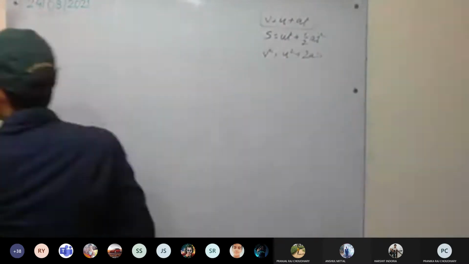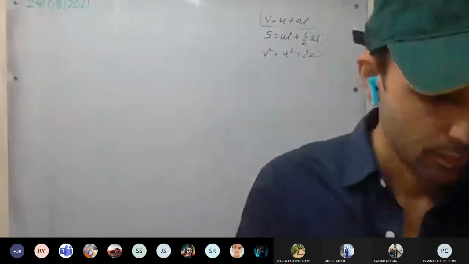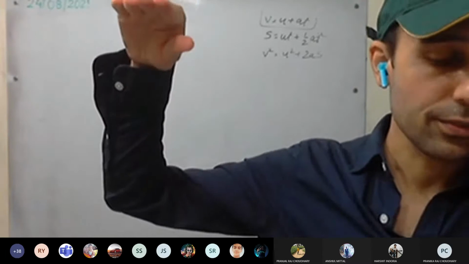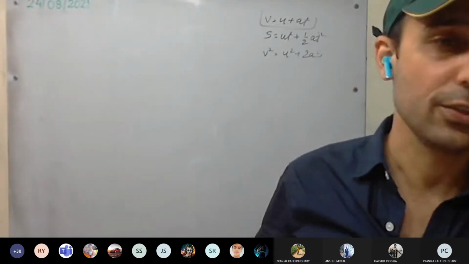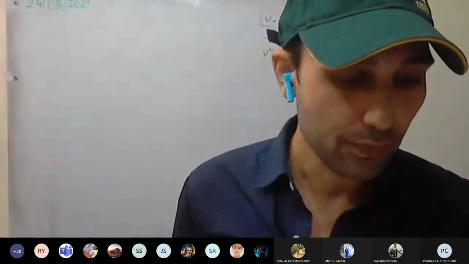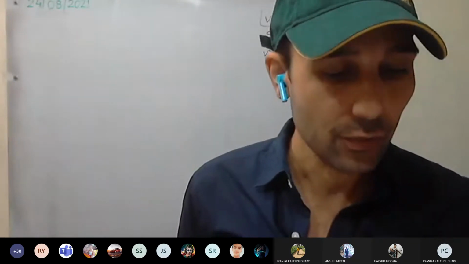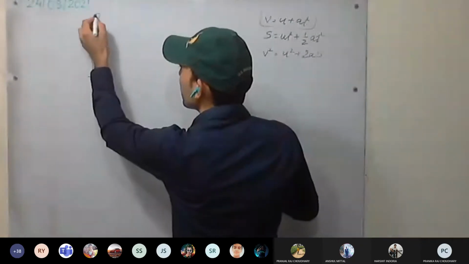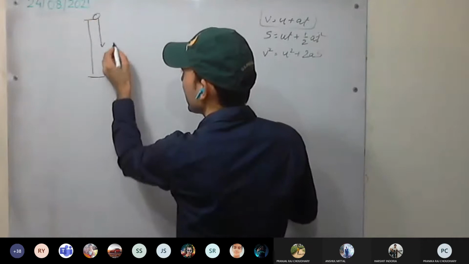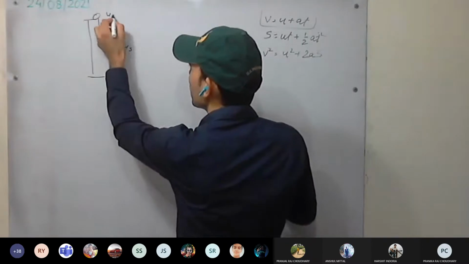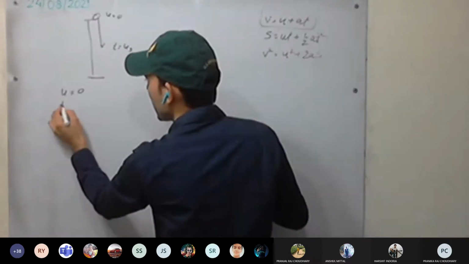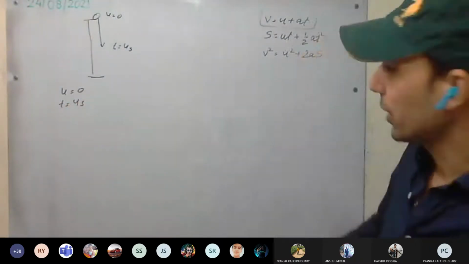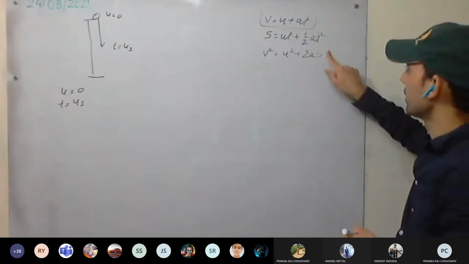Okay, next question. Read the next question. A stone is dropped freely from the top of a tower. Freely means what will be the initial velocity? If it is dropped, zero. It reaches the ground in 4 seconds, so total time taken is 4 seconds. So t equal to 4 seconds, u equal to 0. What you have to calculate? Calculate the height of the tower. Which formula are you going to use?